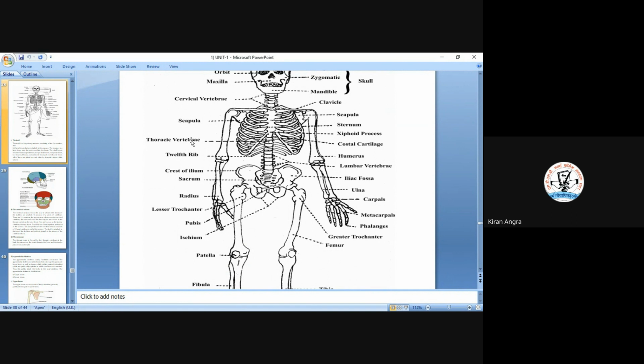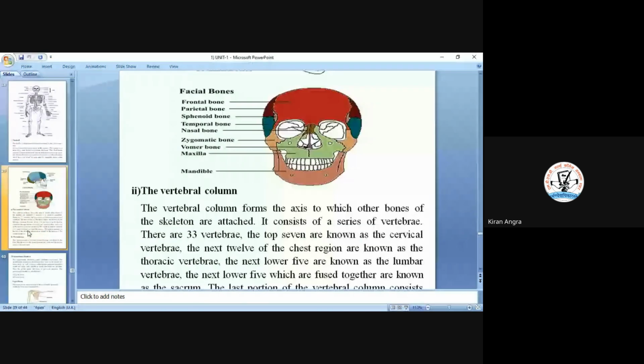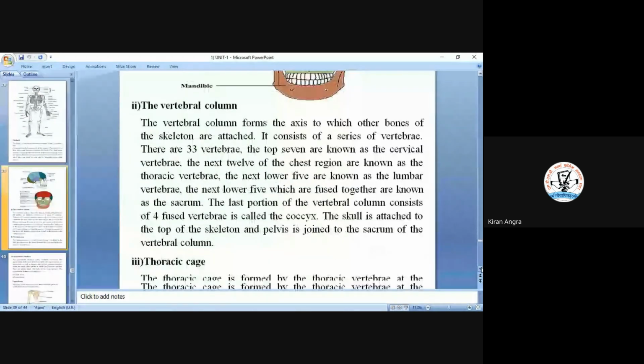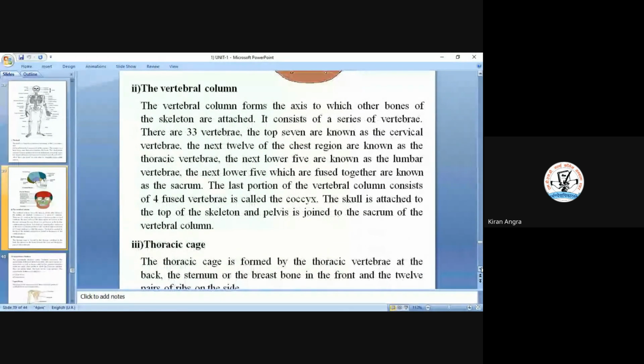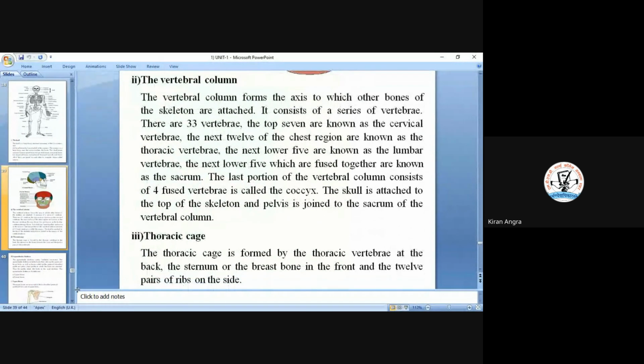What is there in the appendicular skeleton? You just see the appendicular skeleton, it is basically for movement. The appendicular skeleton includes bones that make up the upper and lower limbs, as well as the girdles.